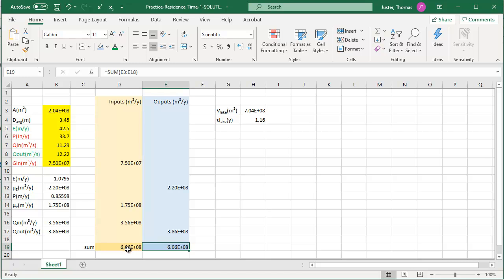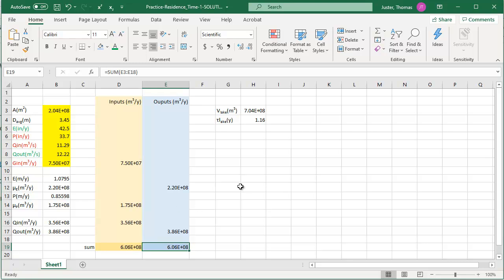They're the same. Remember, these are the total inputs or outputs in cubic meters per year. So the only thing I need to be careful of is that my volume also has to be in cubic meters. If I'm dividing the volume by meters cubed per year, the volume has to be in meters cubed.